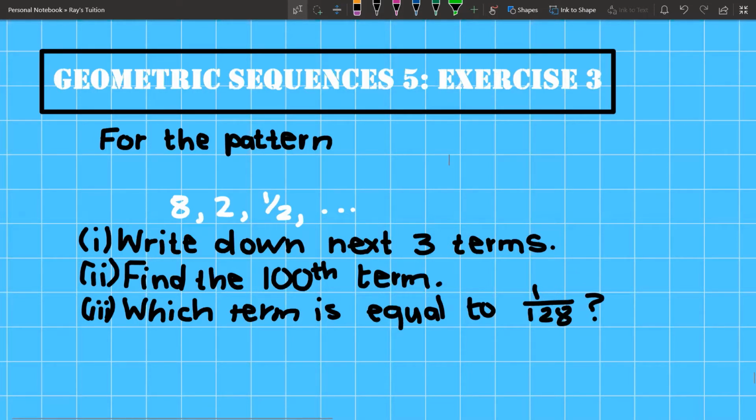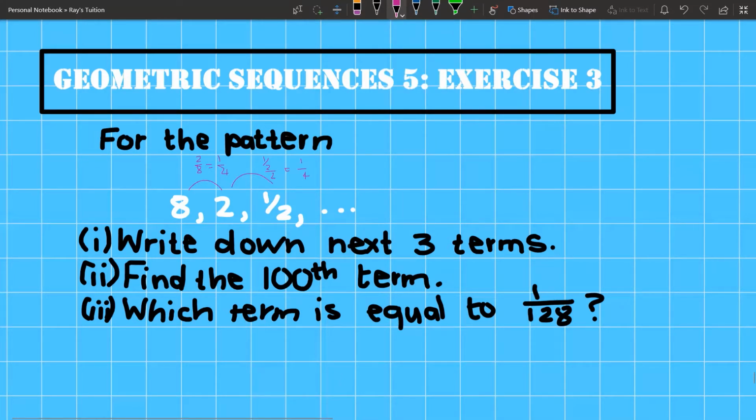So here we have the pattern 8, 2, 1/2, and for the next part, we have to write down the next 3 terms. A geometric sequence has a common ratio, so we need to determine what that is. We can say T2 divided by T1, which is 2 divided by 8, which is a quarter. Or we can even say T3 divided by T2, which is a half divided by 2, which is also a quarter. So to get to each next term, we have to multiply by a quarter.